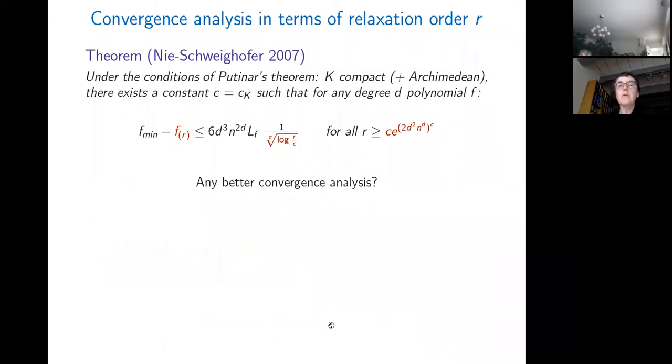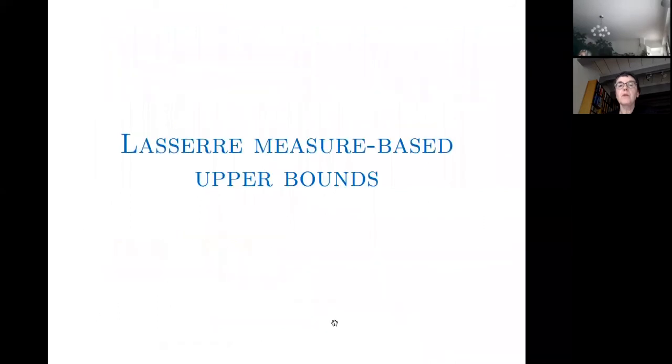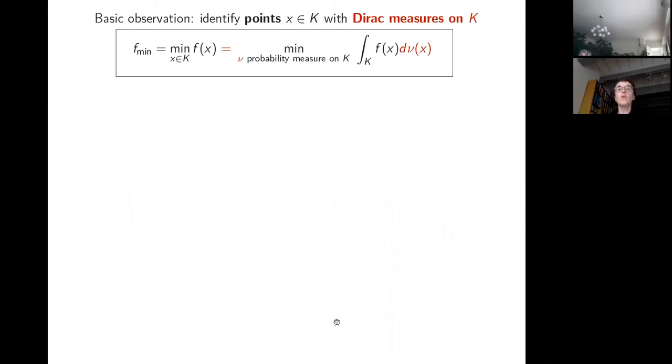But now what I want to move on to is this: I have discussed so far the lower bounds, and now I want to discuss the upper bounds. So we start again. I will now describe how to build a hierarchy of upper bounds for the minimum of F. We start again with the expression of the minimum. You want to find a point X in K which minimizes F of X.